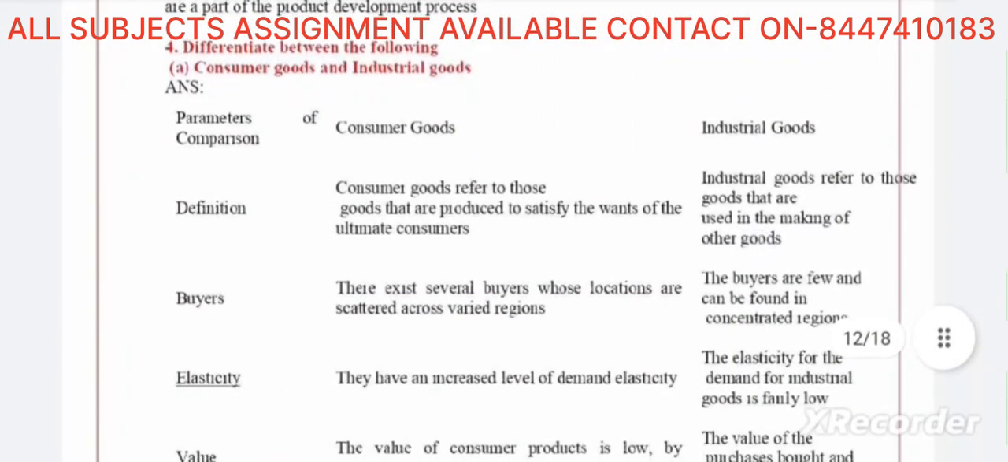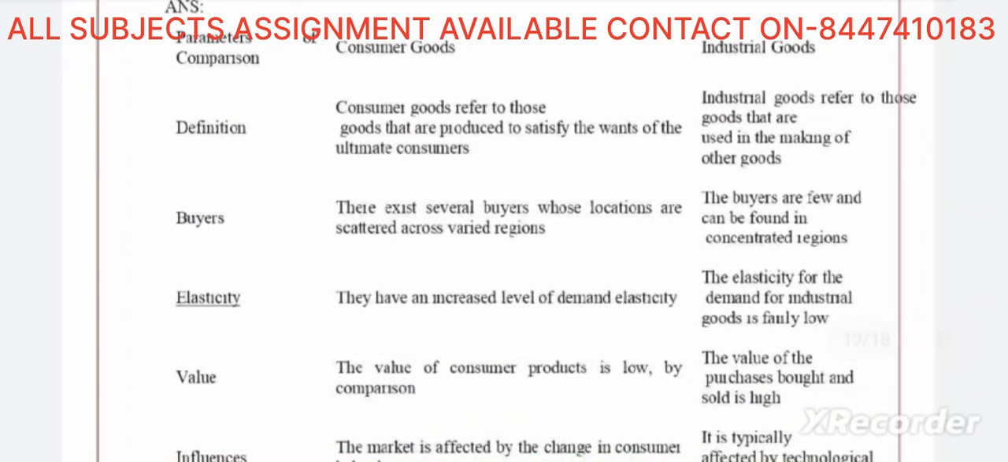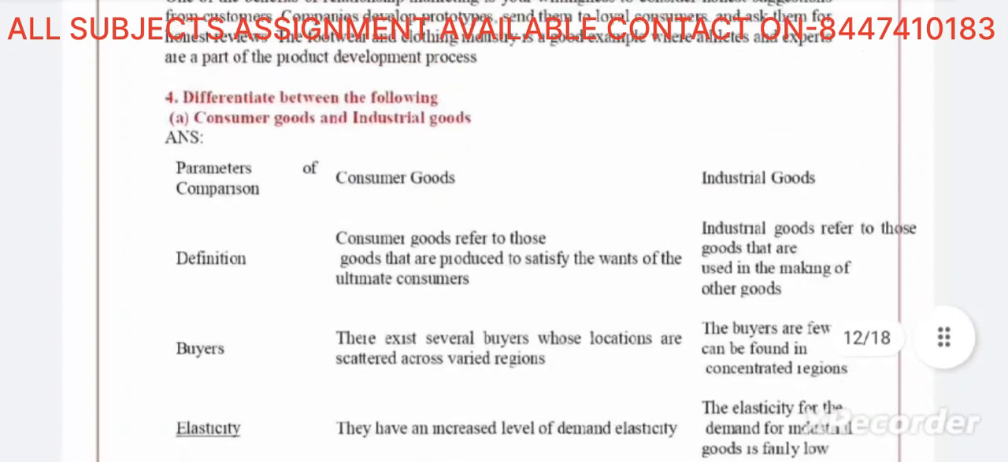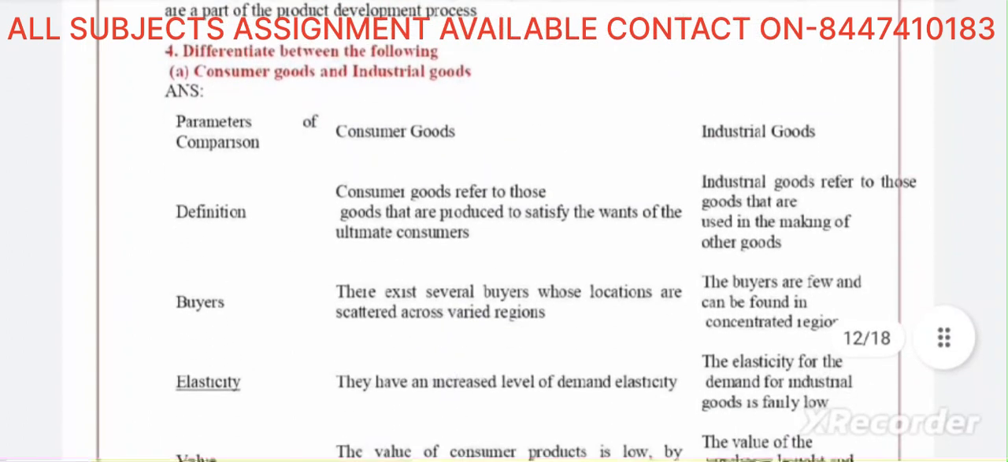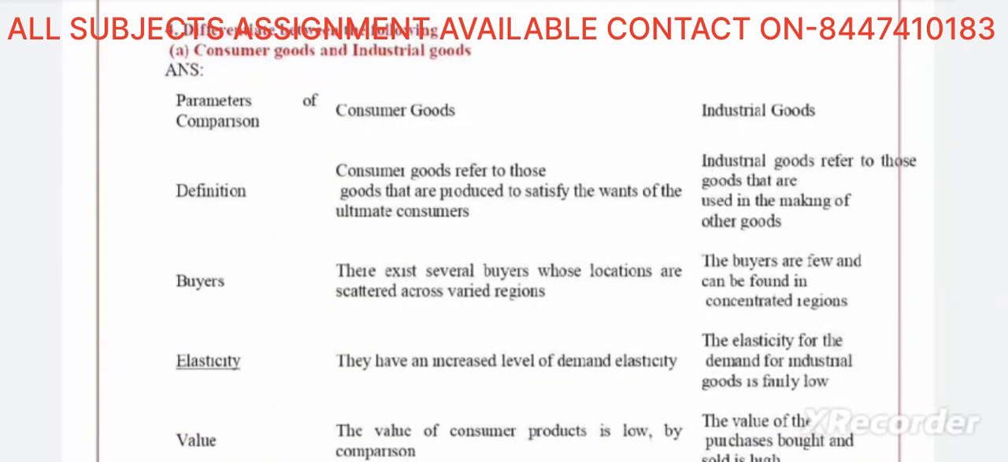Now the fourth question is: differentiate between the following: consumer goods and industrial goods. These are some parameters on the left side: definitions, buyers, elasticity, value, influences. According to these parameters, we will distinguish between consumer goods and industrial goods. See definition first. Consumer goods refer to those goods that are produced to satisfy the wants of the ultimate consumers, and industrial goods means those goods that are used in the making of other goods.